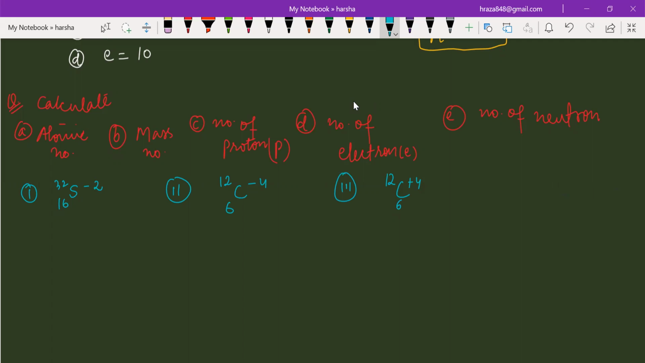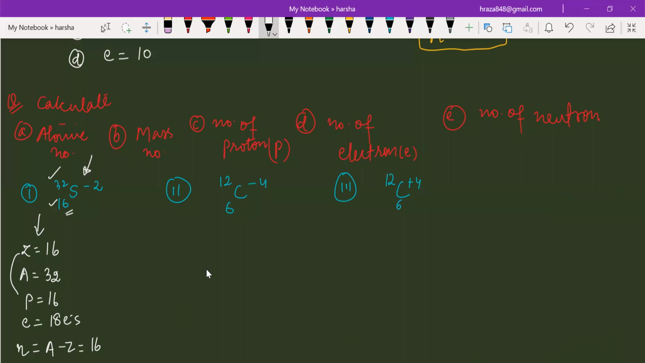Everyone done with the first one? Yes, sir. So I'm going to write the answer, please match it. Atomic number Z will be equal to 16, mass number will be equal to 32, number of proton will be equal to 16. For electrons, 16 electrons should be there, but minus 2 means it gained 2 electrons, so it will be 18 electrons. Negative sign means it gains electron. Number of neutron will be A minus Z, 32 minus 16, that will be equal to 16.